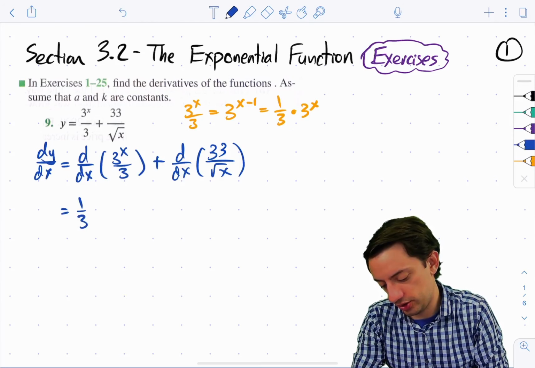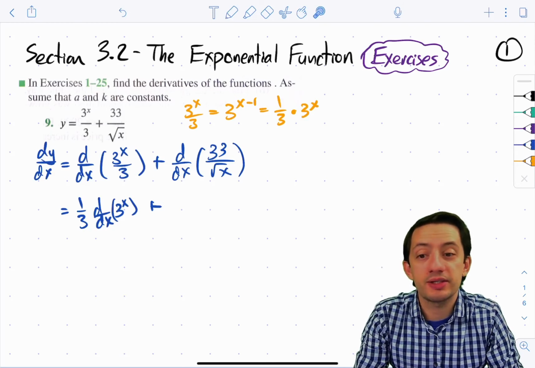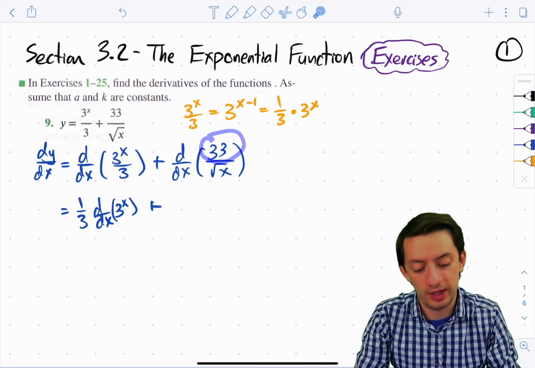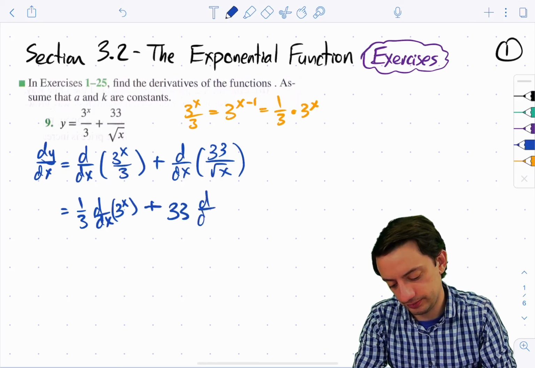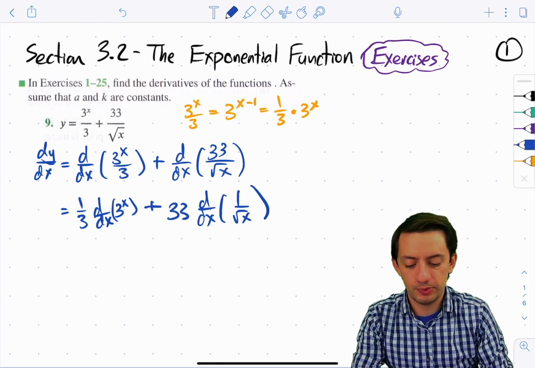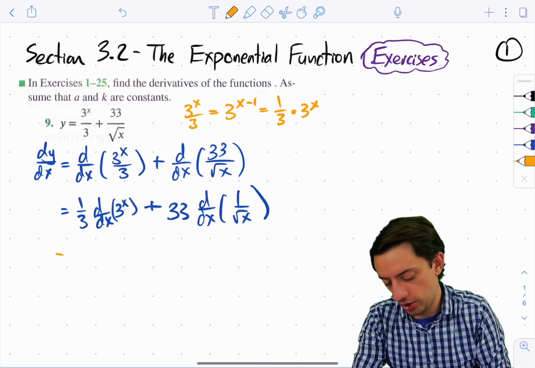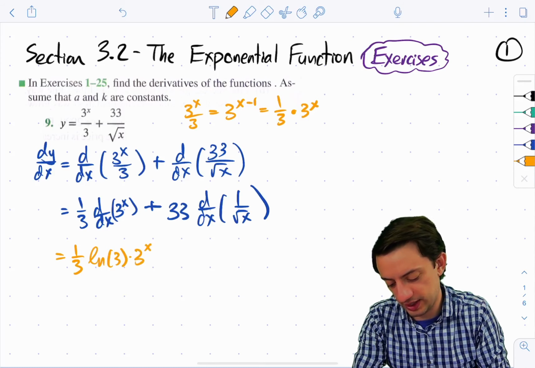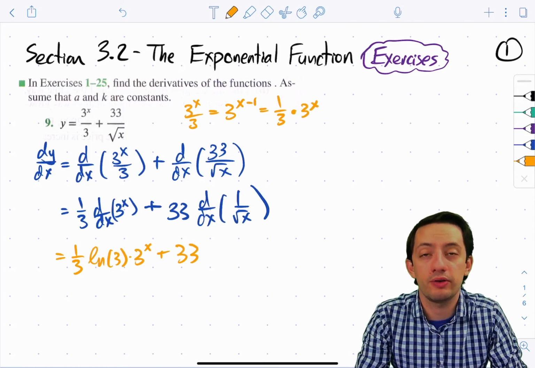That gives us 1/3 times the derivative of 3 to the x, plus, now in this case, we've got a 33 in the top. That's also a constant multiple. So that's 33 times the derivative of 1 over the square root of x. Now this first part here, this first derivative, that's an exponential function. That's what we're learning in this section. So we know that the derivative of 3 to the x is natural log of 3 times itself, 3 to the x, plus 33 times the derivative of 1 over the square root of x.